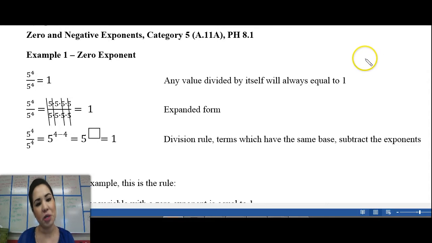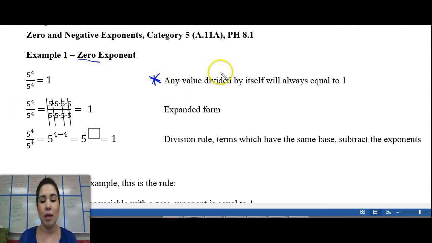Hi guys, in this video we're going to be looking at how we solve when we have 0 and negative exponents. Our first example is going to be looking at just 0 exponents. So here we have 5 to the 4th divided by 5 to the 4th, and that equals 1. This is something that we know already. Anything divided by itself would always equal 1.